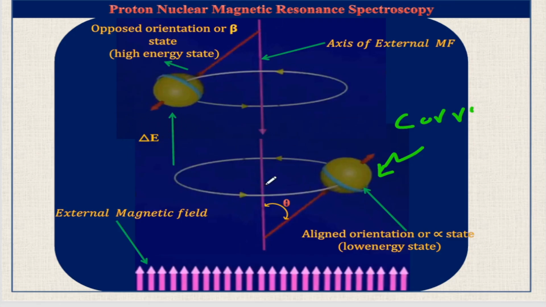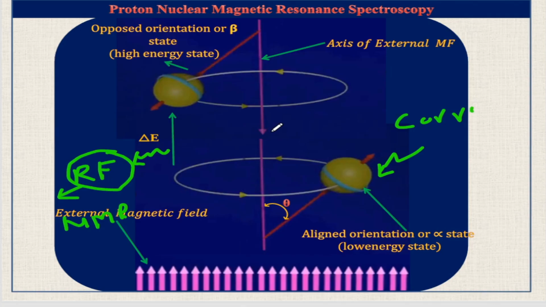When the excited proton returns to the ground state, it emits radio frequency, and this frequency is detected in the form of an NMR signal. So by the transition in the radio wave frequency, we get the NMR signal.